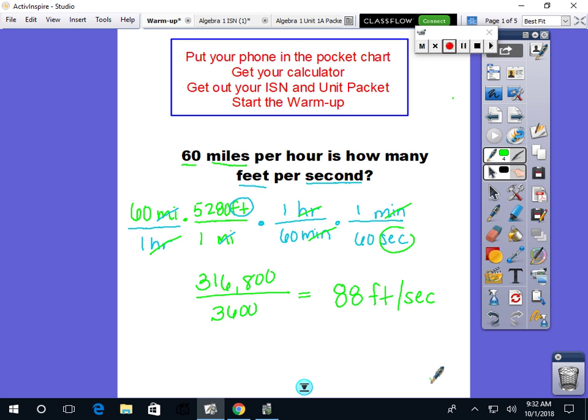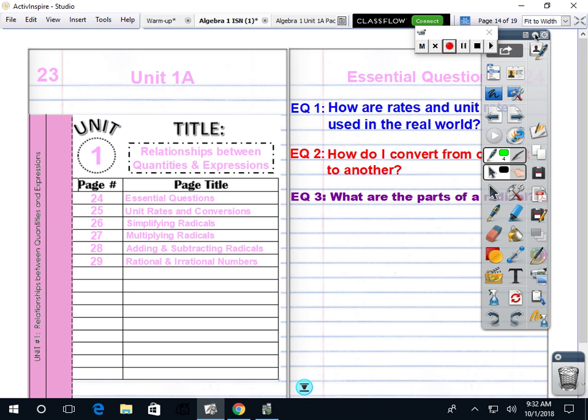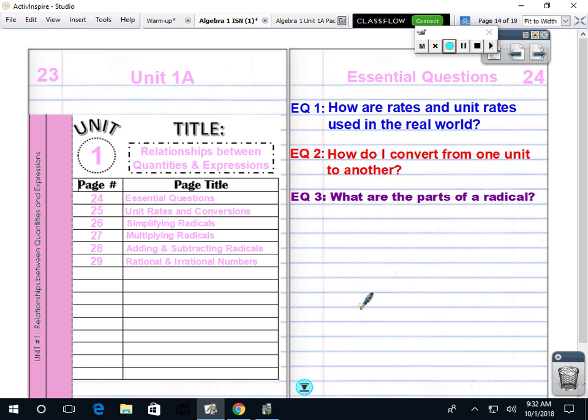Okay, now we are going to be working in your interactive notebooks today. So go ahead and get it out and turn it to page 24, and we're going to update the newest essential question that we'll be learning today. Okay, essential question 3. What are the parts of a radical? Okay, and then once you've updated that essential question, you can turn to page 26 where we'll be starting with that little flip book.